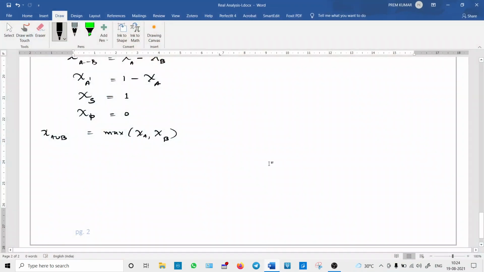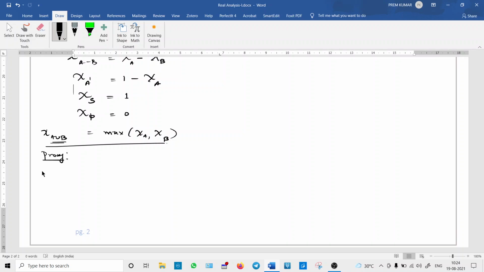Now we are going to discuss how to prove this relationship or this equation. What is the characteristic function of A union B? What is the definition they have given? That is nothing but the maximum of chi A and chi B. So, we are going to discuss the proof in two parts.